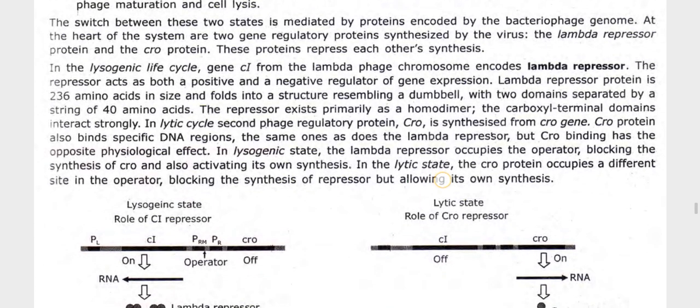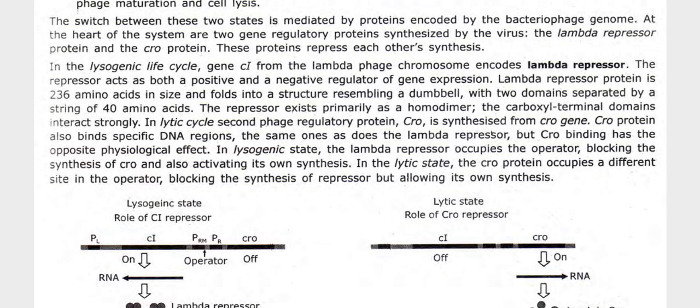The switch between these two states is mediated by proteins encoded by the bacteriophage genome. At the heart of the system are two gene regulatory proteins synthesized by the virus, the lambda repressor protein and the CRO repressor. These proteins repress each other's synthesis.